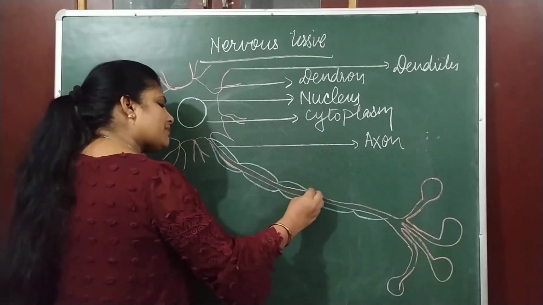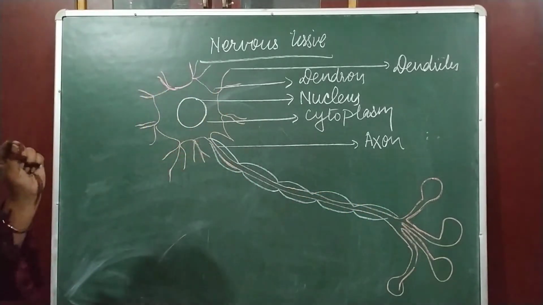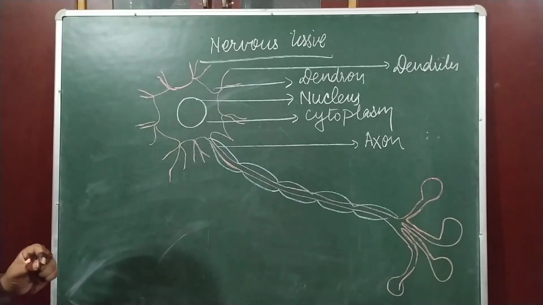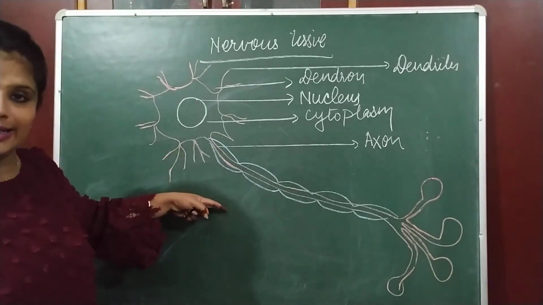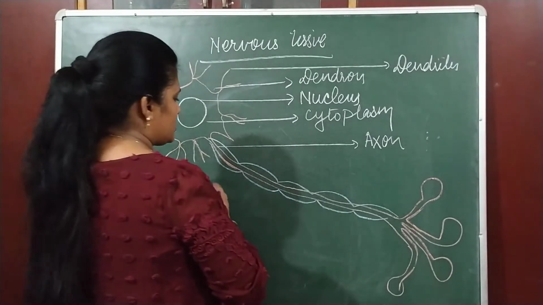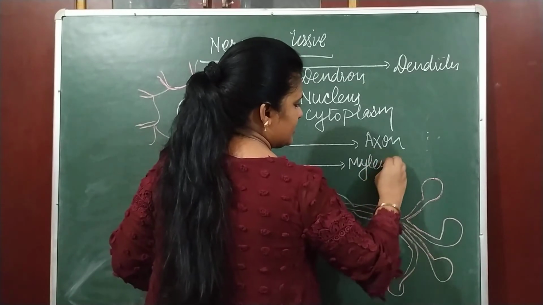And what is the function of myelin sheath? You have done it in 8th standard also. Myelin sheath provides insulation. It does not allow the impulse to transmit from this cell to another cell. Okay, so this one is myelin sheath.